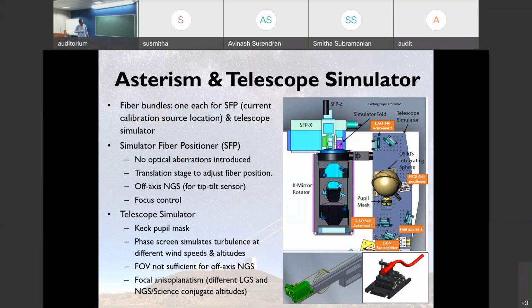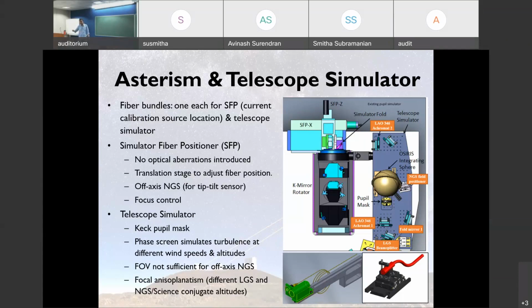So one of the overhauls has been to upgrade the fiber to a fiber bundle, to have the sine source and the 4 LGS and an off-axis natural guide star. And in addition to that, what we have is a telescope simulator. The function of the telescope simulator is twofold.